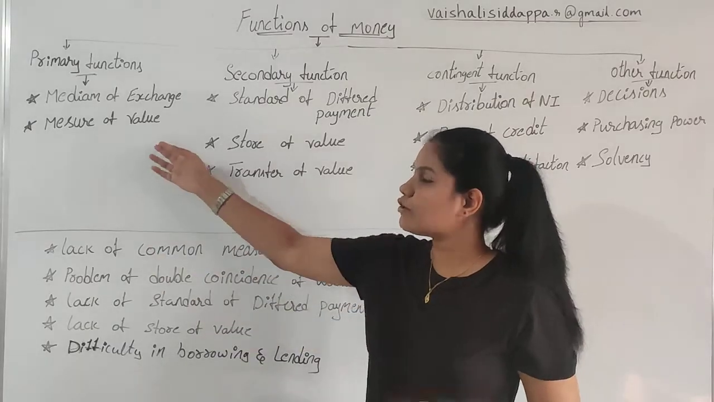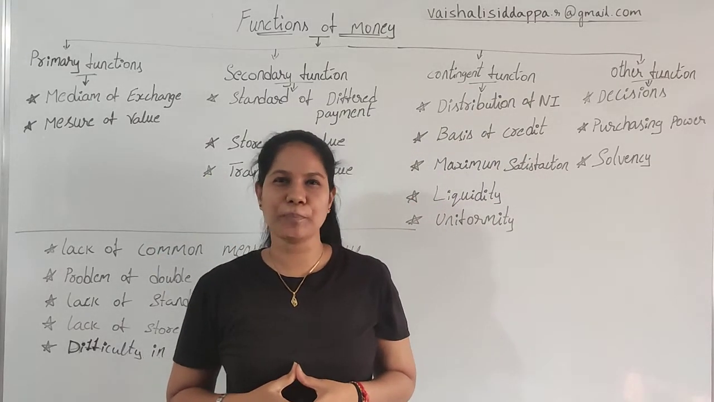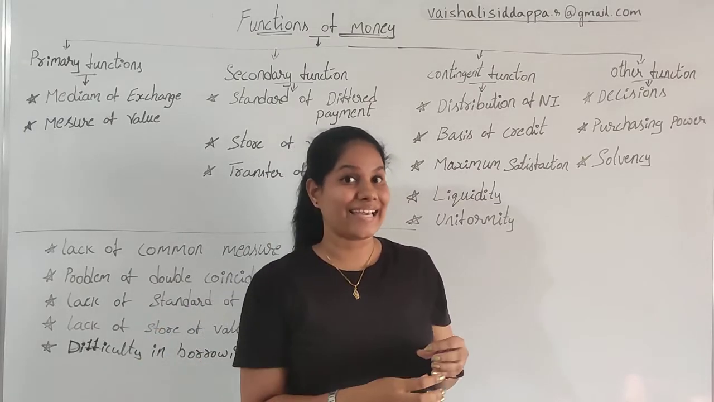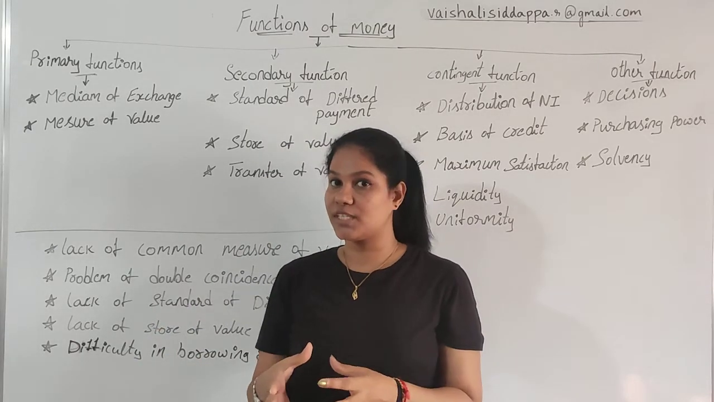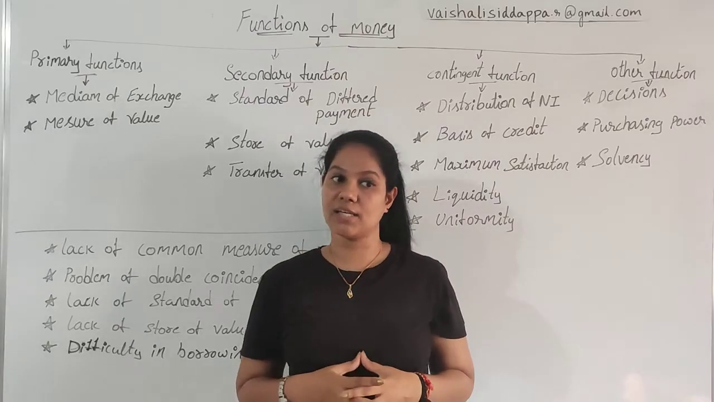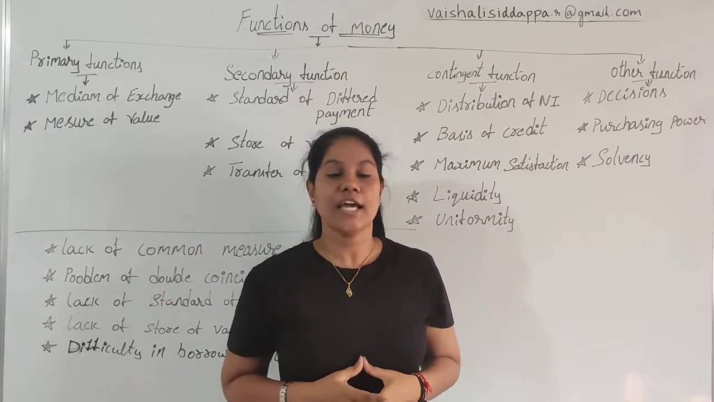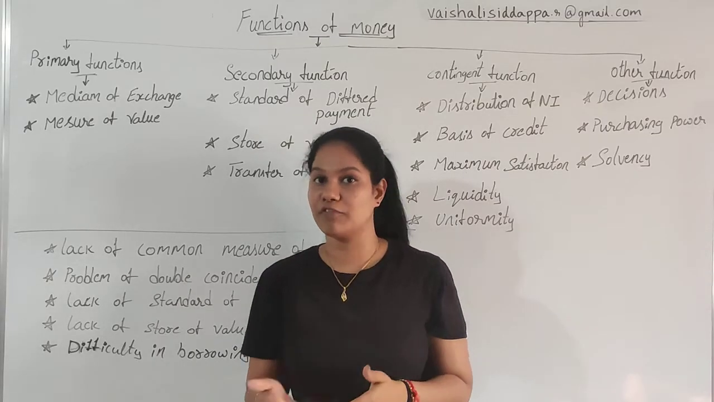So then, measure of value. Whatever goods you are purchasing right now, each good is valued. For example, rice has this price. If you are purchasing wheat, that will have a different price. If you are buying a tube light, that is a different price. If you are buying a mobile, that is a different price.